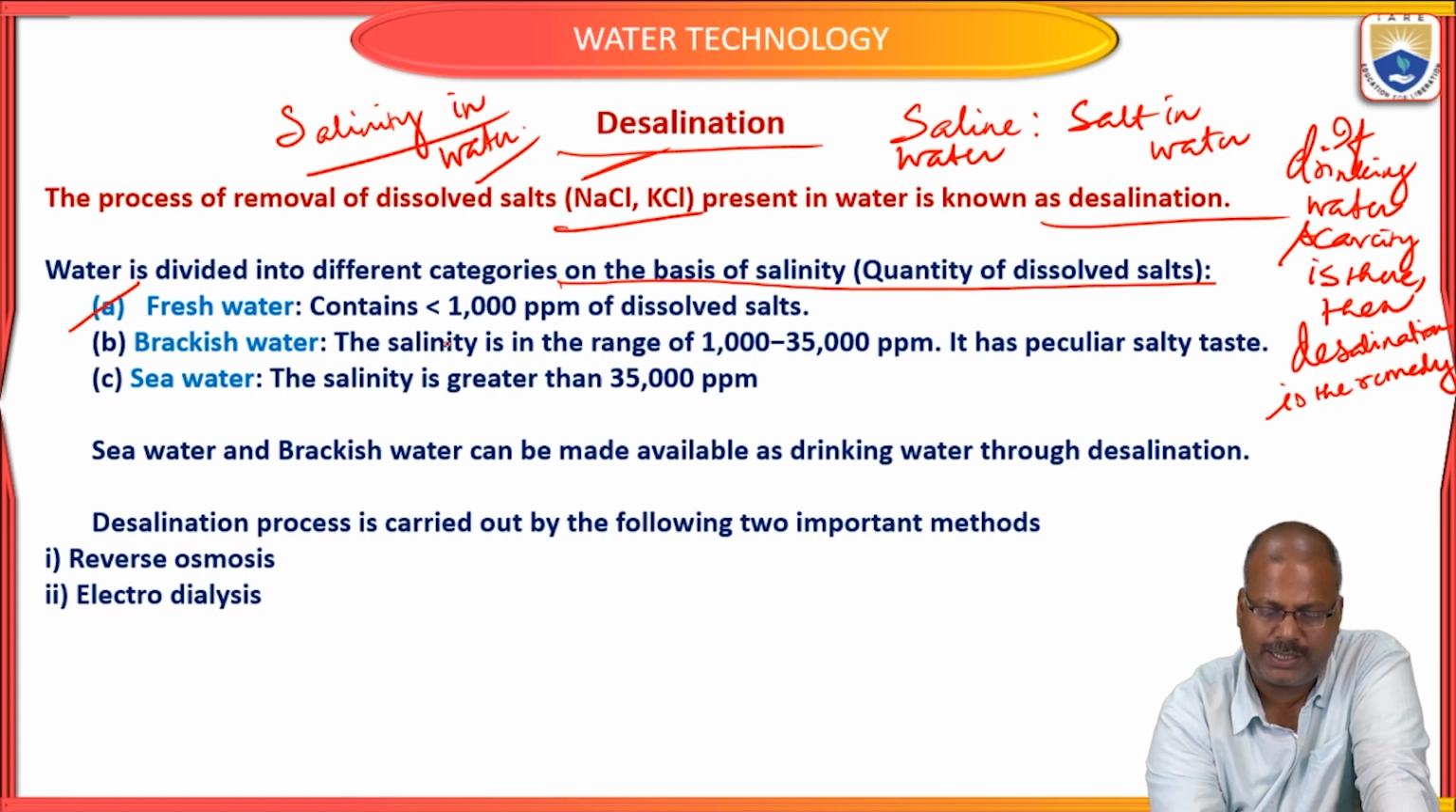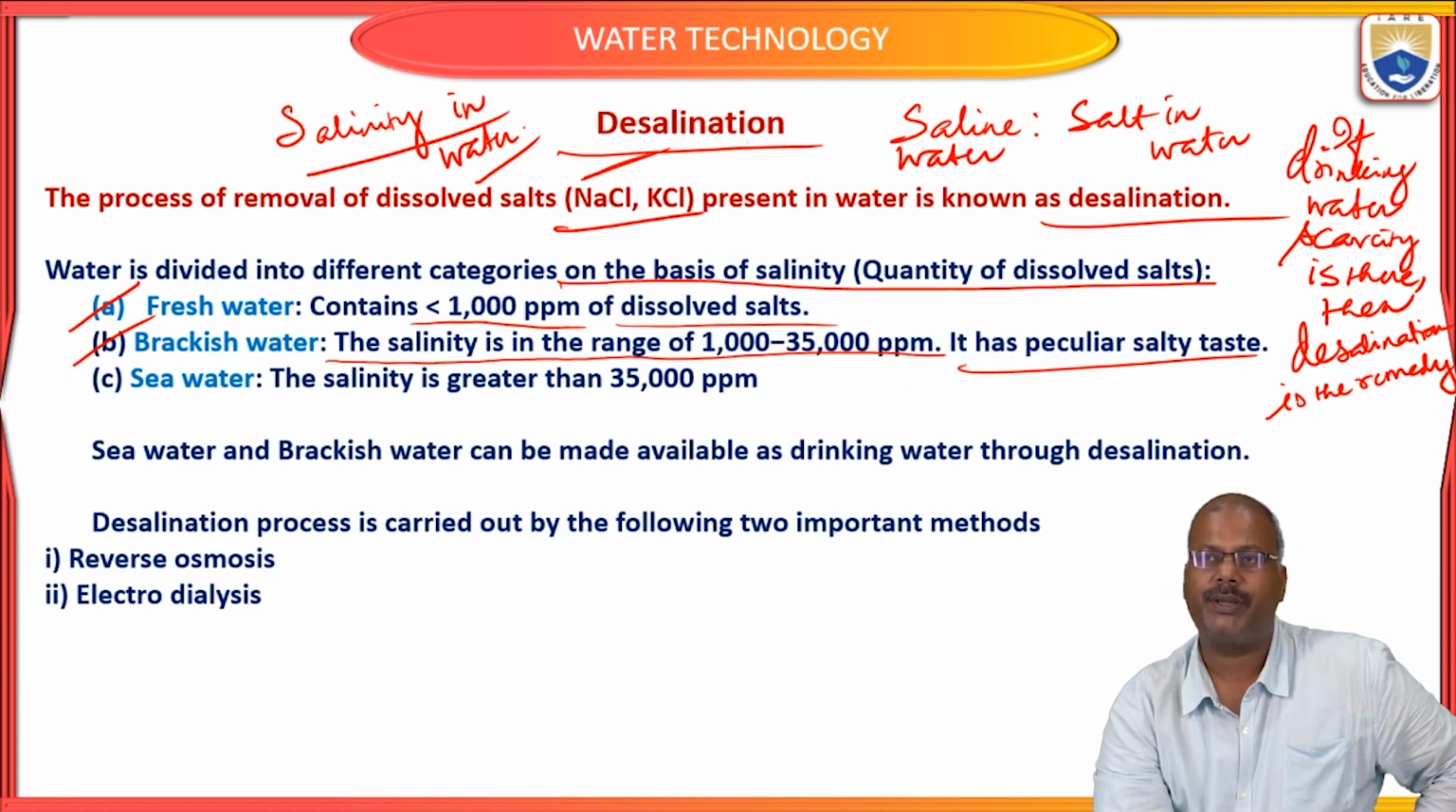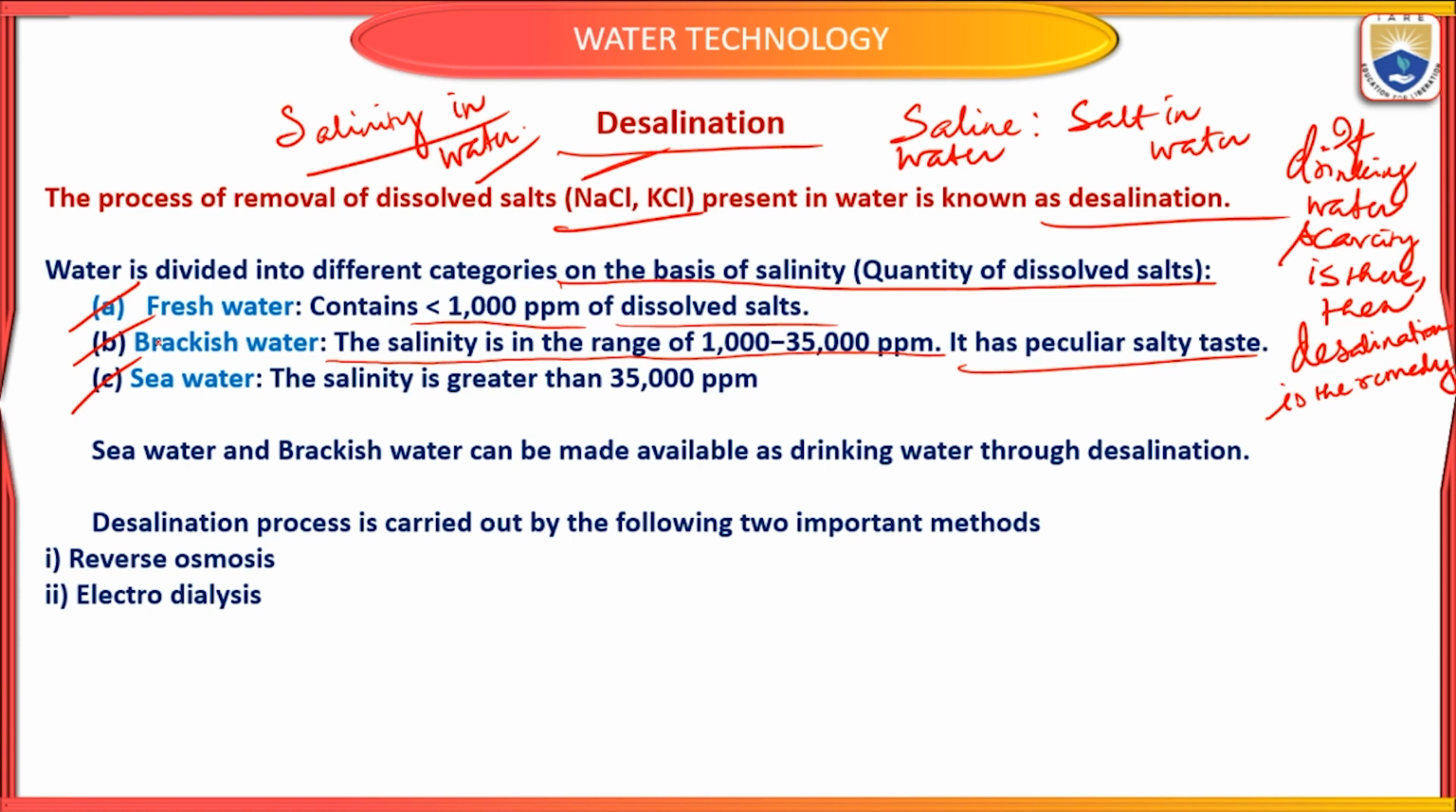Fresh water means less than 1000 ppm of dissolved salts. Brackish water means salinity in the range 1000 to 35,000 ppm. Due to the presence of these salts, it has a peculiar salty taste too. Next is seawater. Salinity is greater than 35,000 ppm of dissolved salts, NaCl and KCl. So we call it seawater.